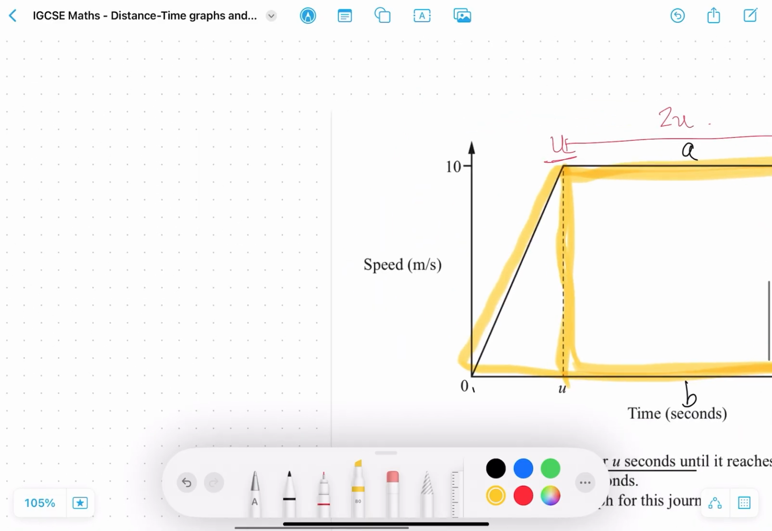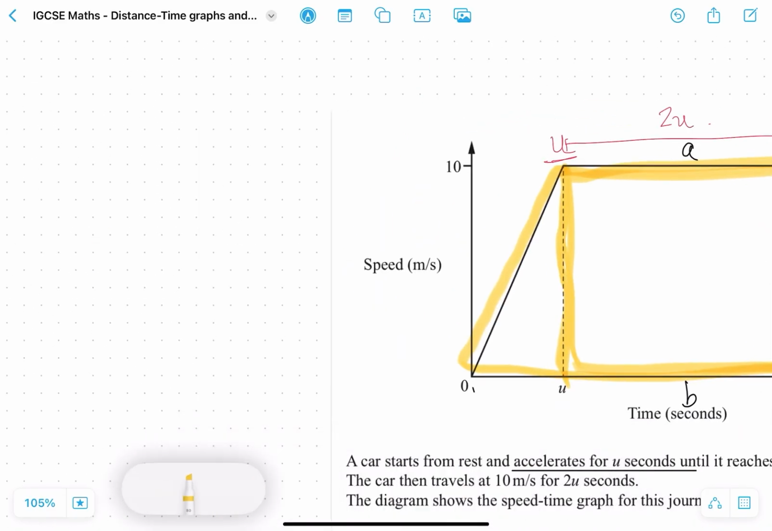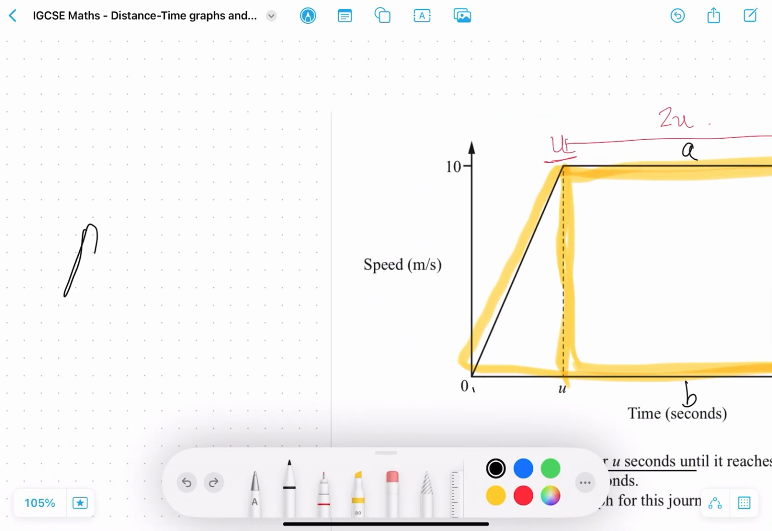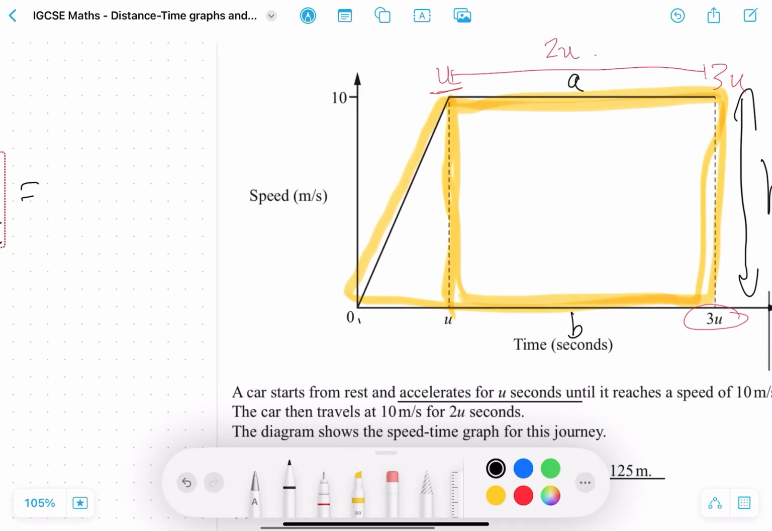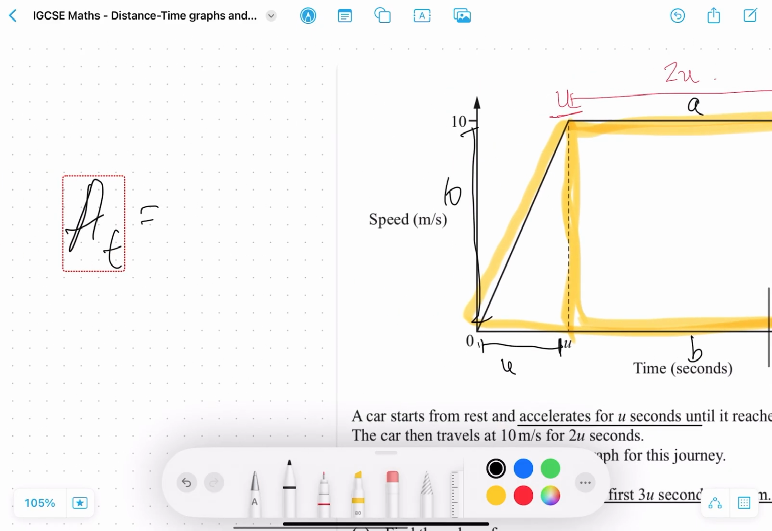So the area of the triangle is equal to base times height over 2. And the base here is just u. And the height, as we've seen before, is 10. So therefore the area of this triangle is base, which is u, multiplied by 10 over 2. And this is equal to 5u.